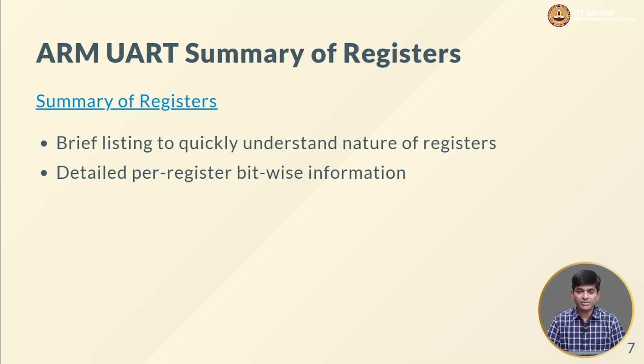So we have looked at the summary of the registers present in the ARM UART peripheral, and what we looked at was just a brief listing, to quickly understand the nature of the registers. But as we also saw for some of the examples, you can go into detailed per register bitwise information. All of that has to be provided as part of the data sheet because it's all necessary for the end user, the person who is actually trying to write software to communicate with this peripheral.